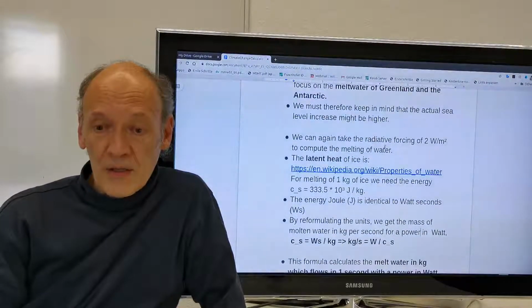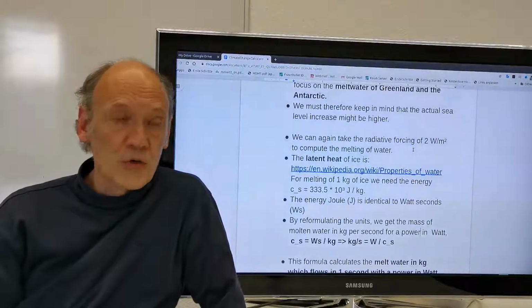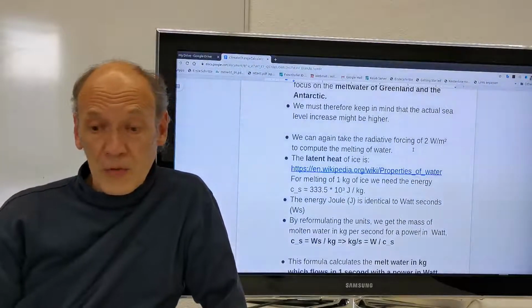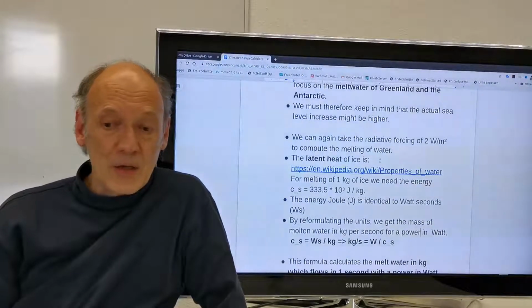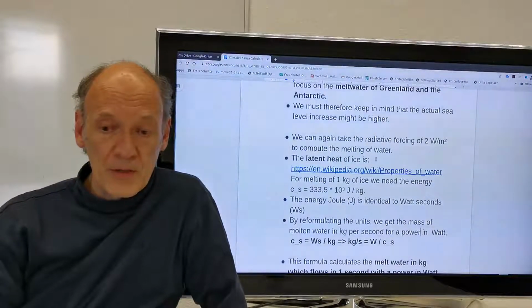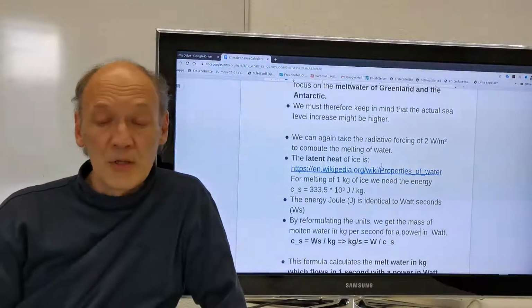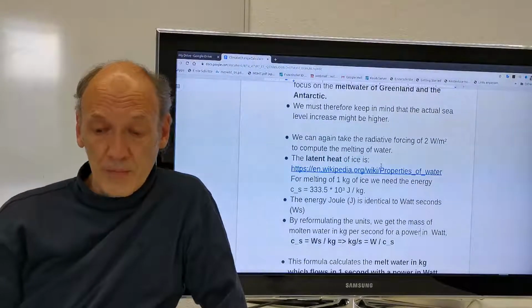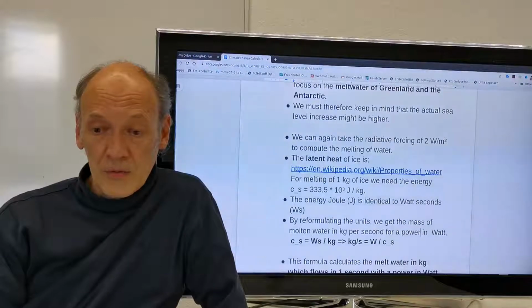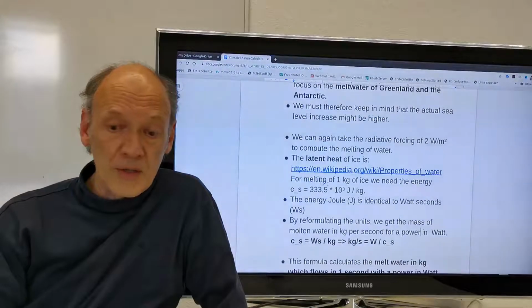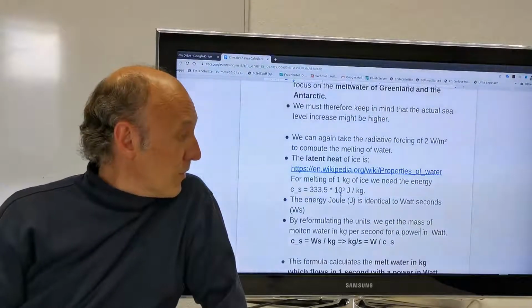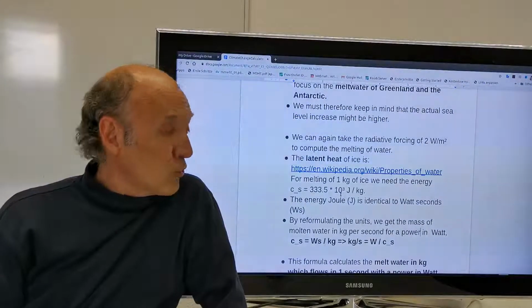So we can again take the radiative forcing of about 2 watts per square meter for the calculation, to calculate the melting water. And for that we need the latent heat of ice. And the latent heat is basically the energy we need to melt a certain amount of water. We can find data for it again in this Wikipedia page about properties of water. And there we will find that for melting 1 kilogram of ice, we need the energy of 333 kilojoules. So we have this latent heat of 333 kilojoules per kilogram.